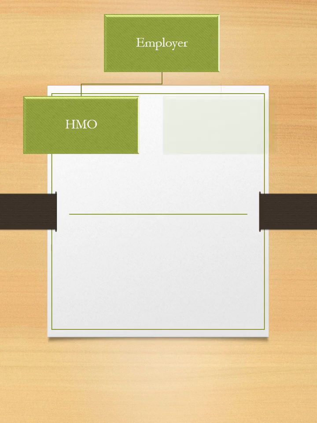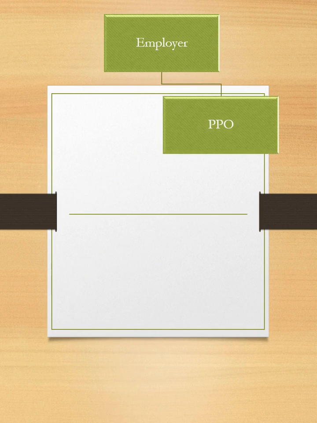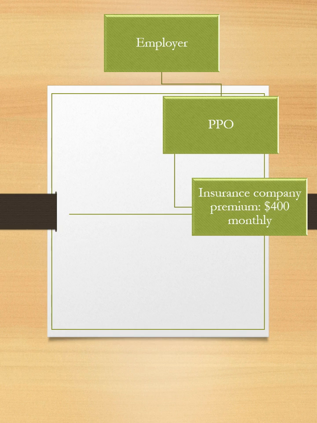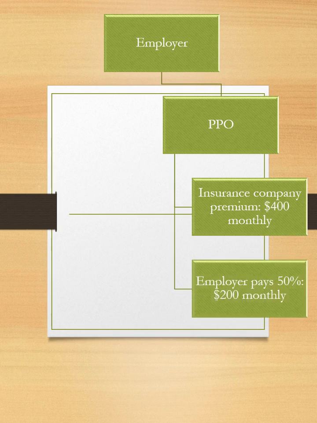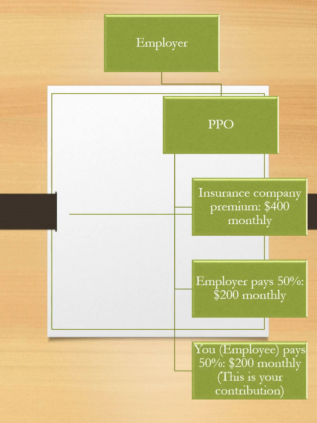Your employer offers two plans, an HMO and a PPO. You choose the PPO plan. The total premium that the insurance company charges your employer for that plan is $400 a month. Your employer chooses to pay 50% of that, which is $200 a month, which means your monthly employee contribution is now $200 a month.